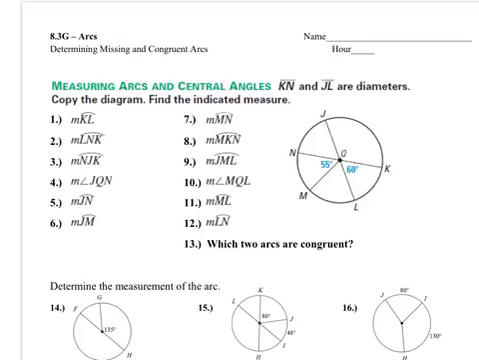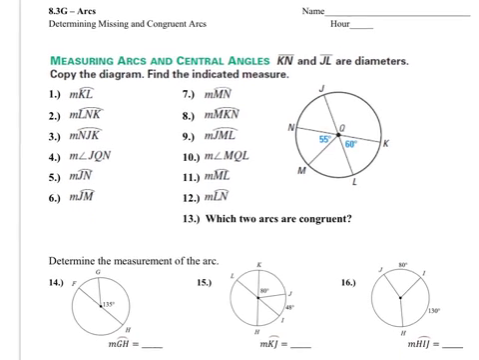Okay, this is a video for 8.3G, arcs, determining missing and congruent arcs. So, in the last video we talked about identifying arc measures, and we said that they were equal to the central angle degree measure in this circle. That will be similar to what we talk about today. We're just going to take it a couple steps further.